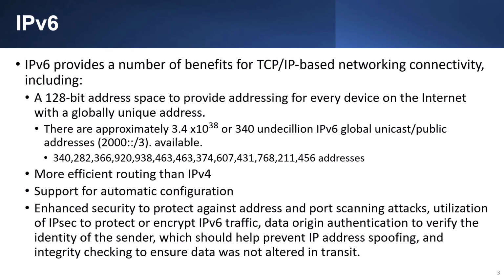There are approximately 3.4 times 10 to the 38th power, or 340 undecillion, IPv6 global unicast or public addresses available. It offers more efficient routing than IPv4 and support for automatic configuration. It also includes enhanced security to protect against address and port scanning attacks, utilization of IPsec to protect and encrypt IPv6 traffic, data origin authentication to verify the identity of the sender, which should help prevent IP address spoofing, and integrity checking to ensure data was not altered in transit.